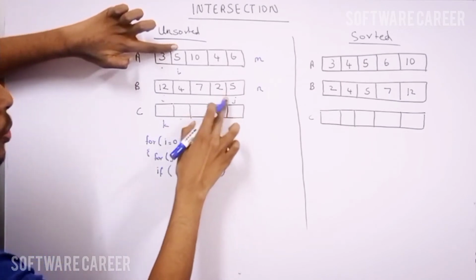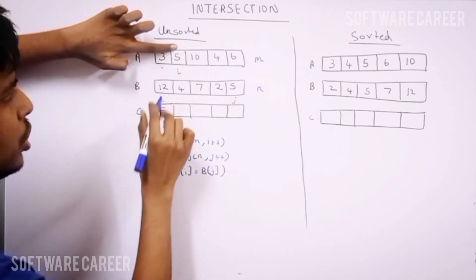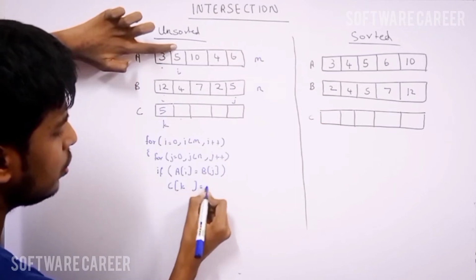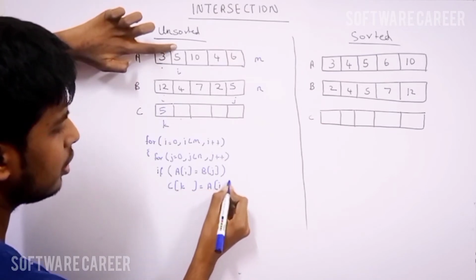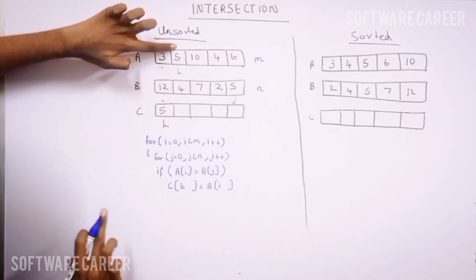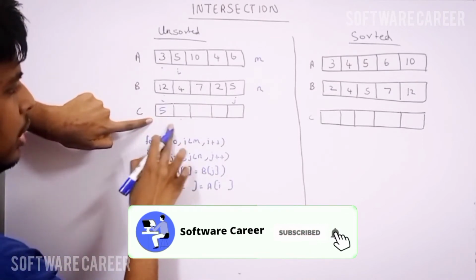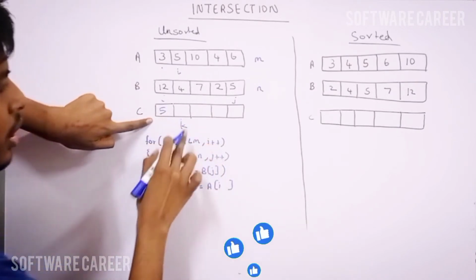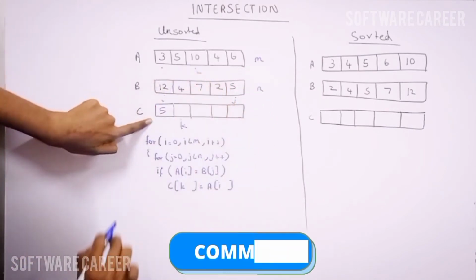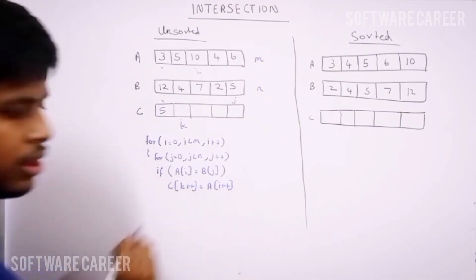If this is the condition, you should copy that 5 over this C of k. So what should you do? C of k equals A of I. After copying, this 5 gets copied over in the C array. Now you should increase k by 1. You should increase the k index. Now you should increase the I index also. So I am writing k plus plus, I plus plus.